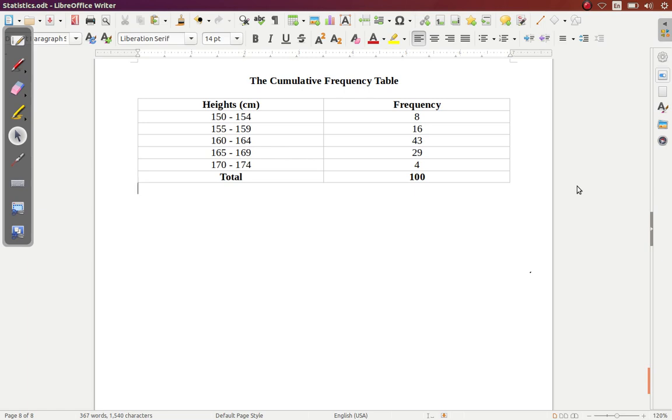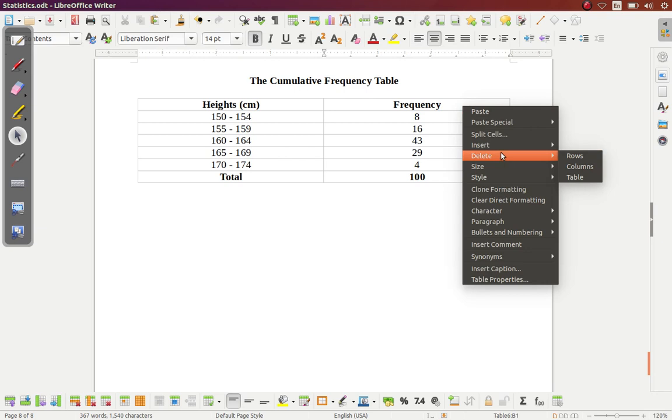What we have are the heights and the frequency. This is basically the same table that we used before when we were looking at the mean of a group distribution. All right, now what we want to do is to include a column, what we will call a cumulative frequency column.